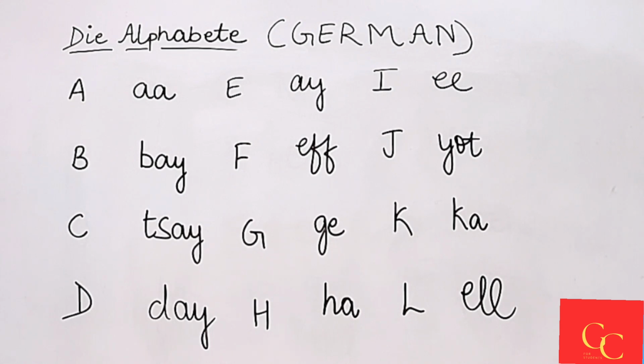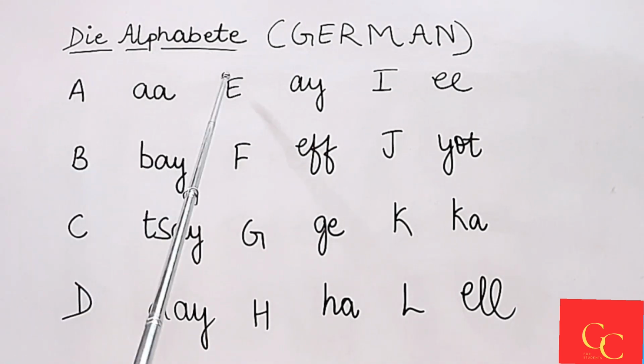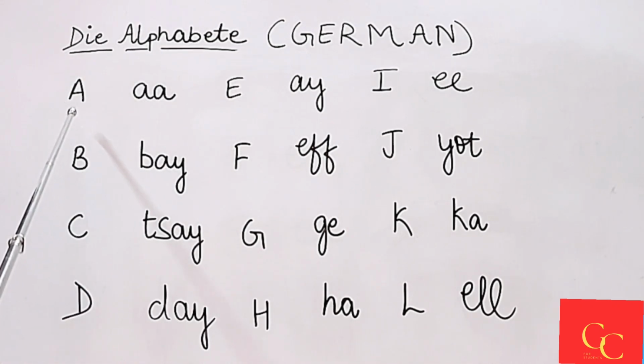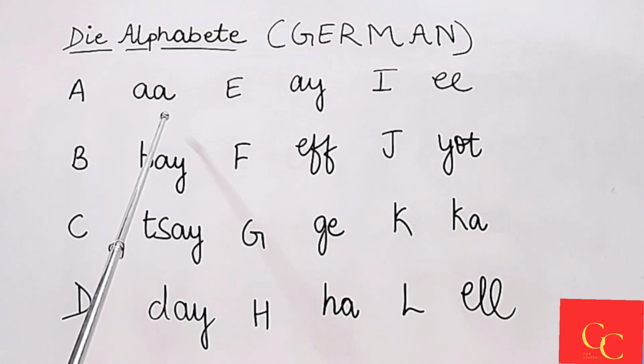In today's video, we are going to learn the alphabets in German. So let's learn the pronunciation of these alphabets in English. So what do we call the alphabets in German? The alphabet. The alphabet. Let's begin with A. A is A. Repeat after me. A.